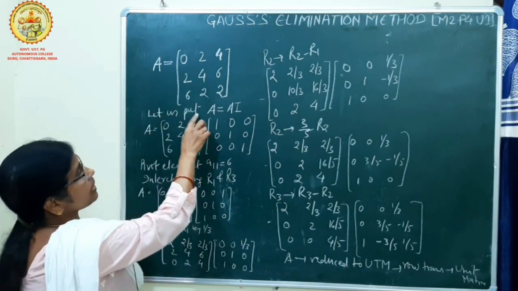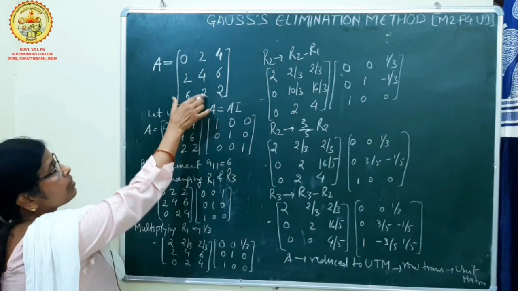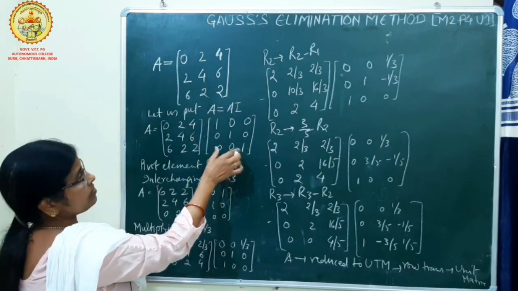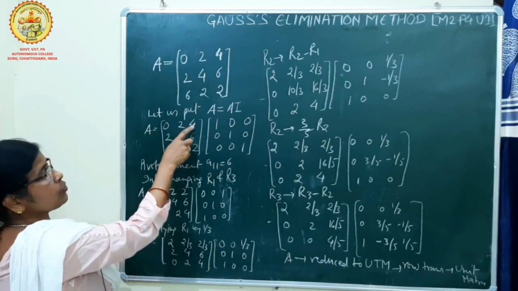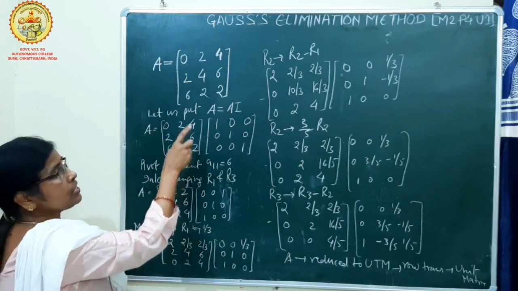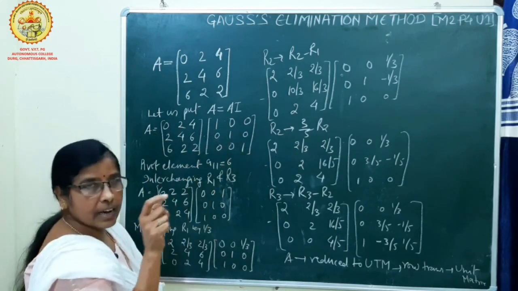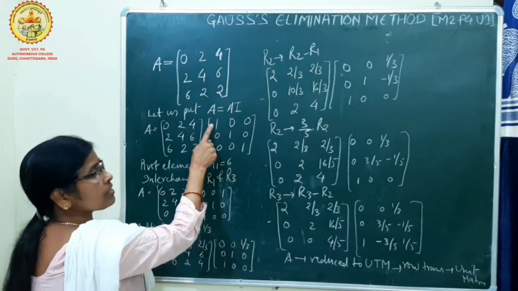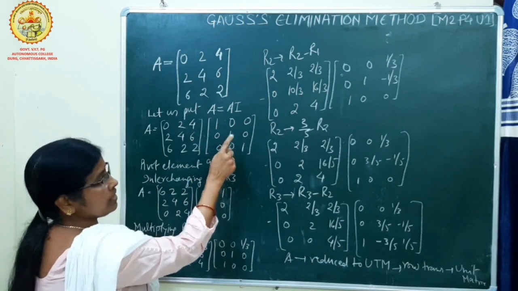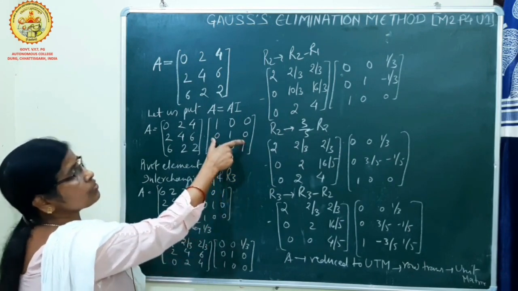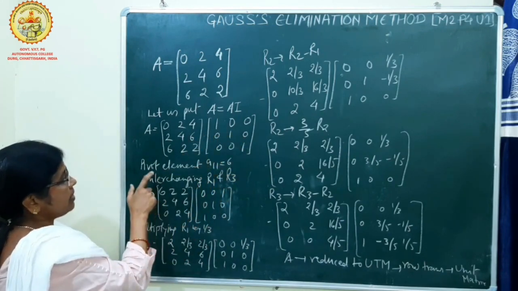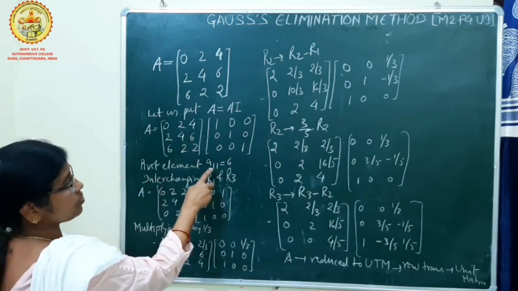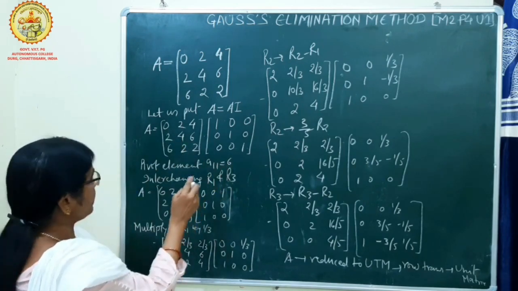Now let us put A equal to AI. A means this given matrix and I is the unit matrix. First, A is 0, 2, 4, 2, 4, 6, 6, 2, 2. Second, I means identity or unit matrix, where A11 is 1, A22 is 1 and A33 is 1. This is the unit matrix. Now the pivot element, the maximum value, is 6, so A11 is 6.